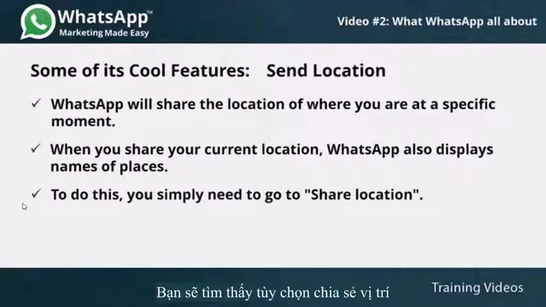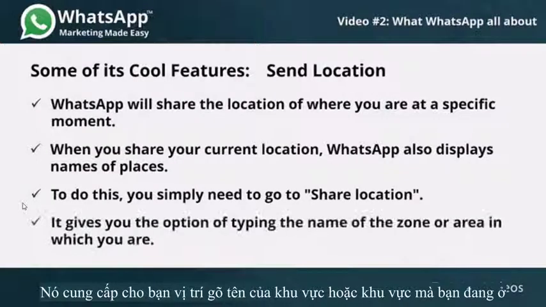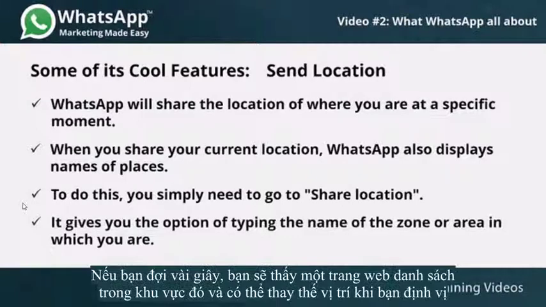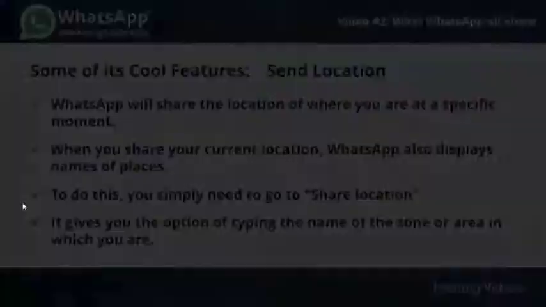You will find the option of sharing your location. It gives you the option of typing the name of the zone or area in which you are. If you wait a few seconds, you will see a list of sites in that zone, and you can pick the place where you are located.